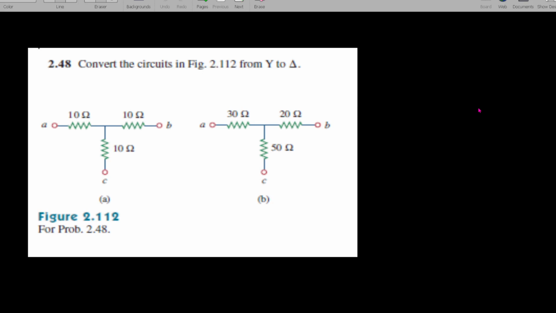Hello everybody, today we are going to solve a problem from Fundamentals of Electric Circuits by Alexander and Sadiku, 5th edition. The question is to convert the given network available in Y form, or the star form, to delta. So we are going to convert this star network into a delta network. Two problems are given, A and B. Let's see how to solve this.